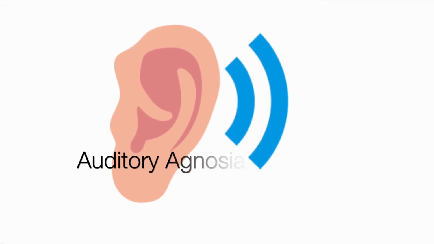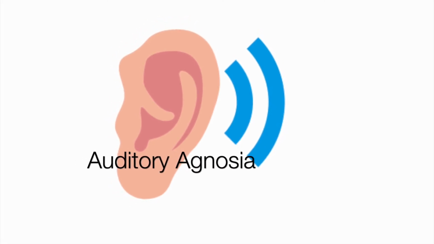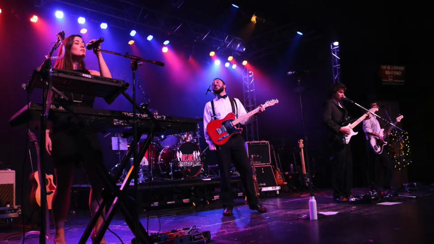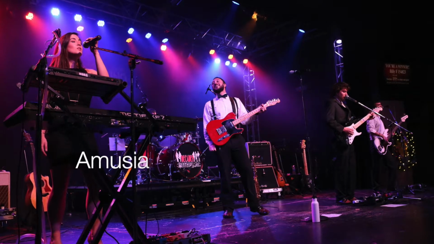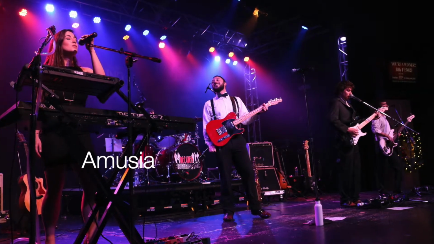The last main category of agnosias we're going to be talking about is auditory agnosia, which is an inability to recognize sounds even though your hearing is perfectly fine. An example of this is amusia. This is a condition in which a person is unable to recognize music.